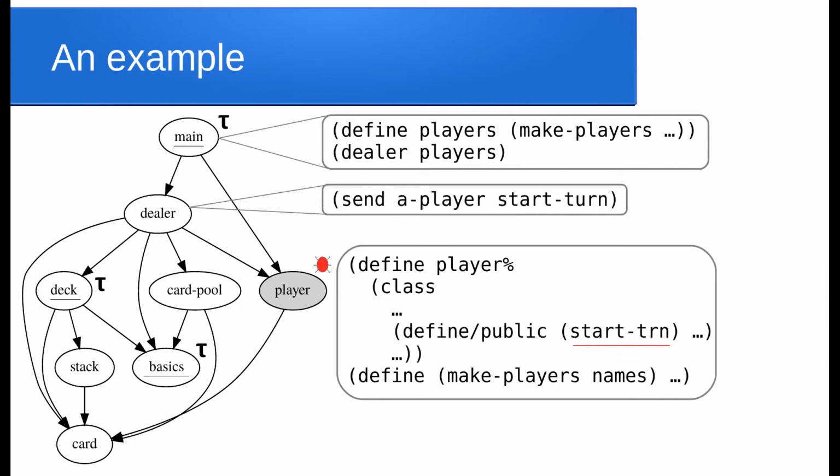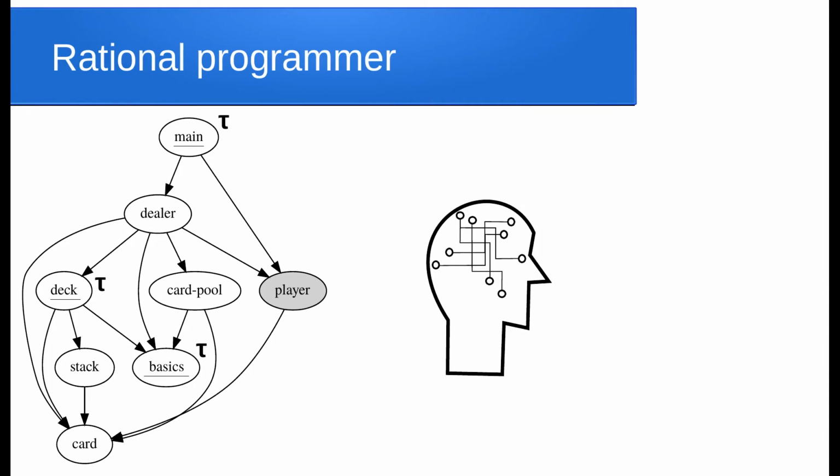And the player module defines the player class, but it has a mistake. The start turn method is misspelled. In other words, there's a mismatch between the player type that the rest of the program, and especially the dealer, expects, and the actual player values that the player module will produce. So let's see how the rational programmer will locate the source of that mismatch in this program by making those expectations manifest through type annotations.